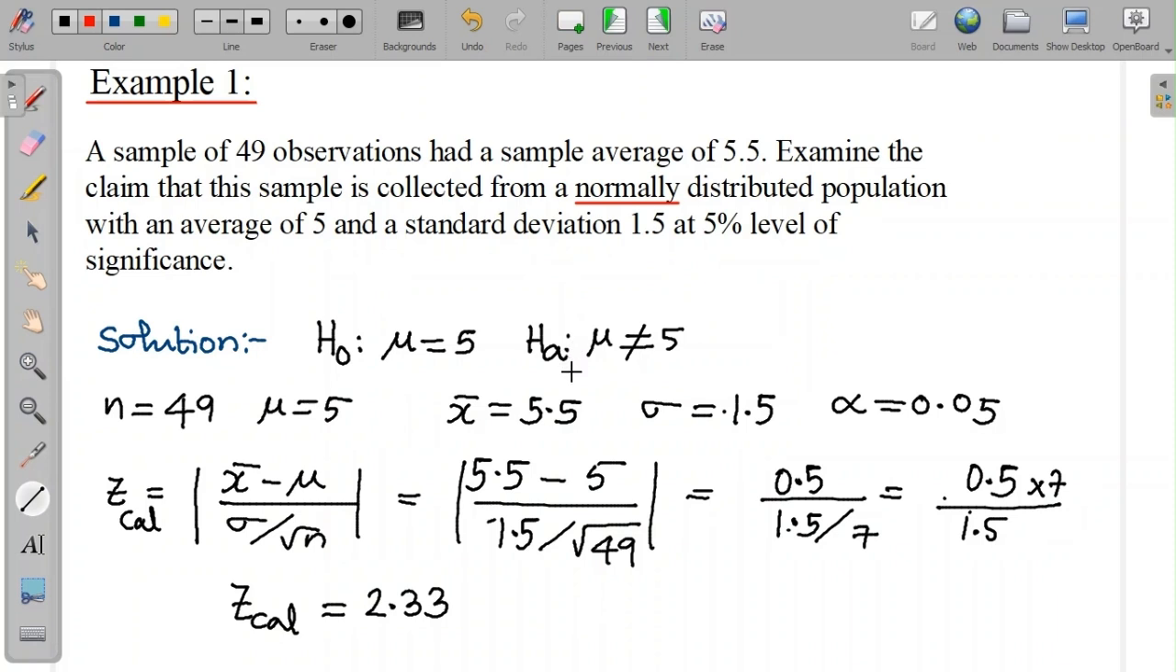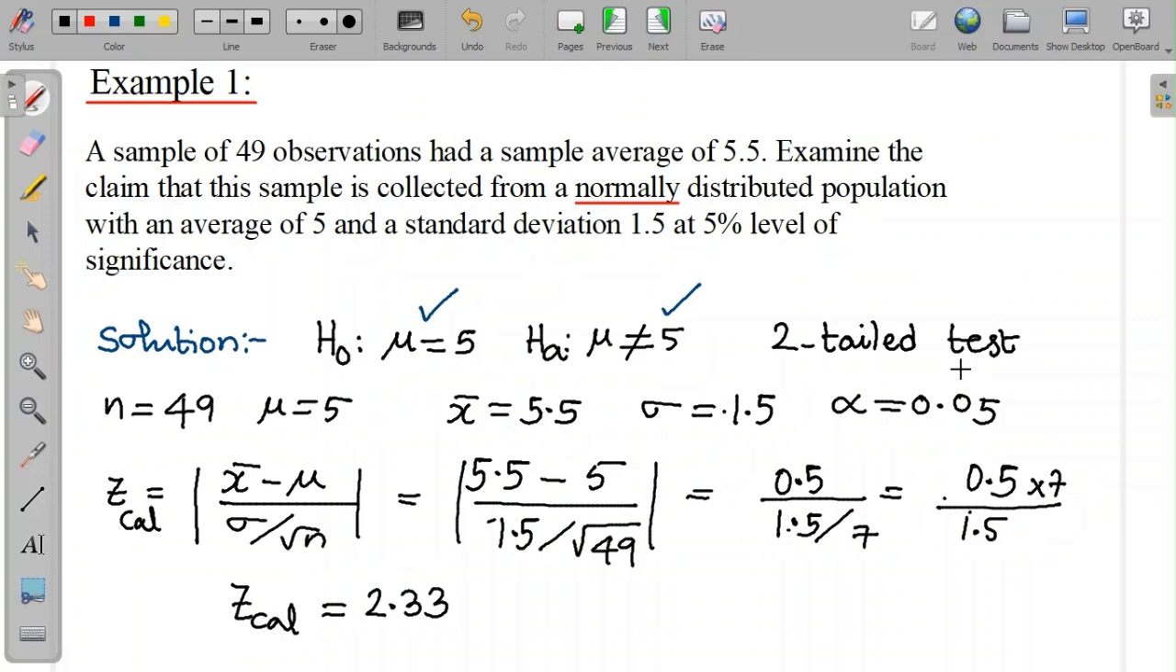So this is a classic problem of a large sample with 49 observations recording an average of 5.5, and we are comparing this with the population mean of 5. So the null hypothesis and the alternate hypothesis are easily noted. This is H naught, this is HA, and therefore we have a two-tailed test. The sample size is 49.